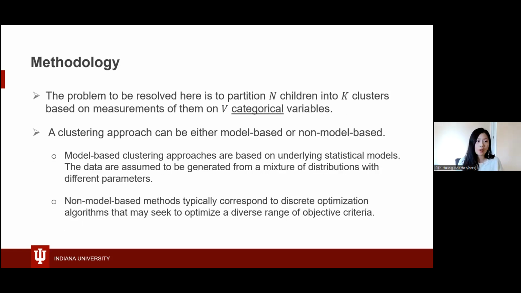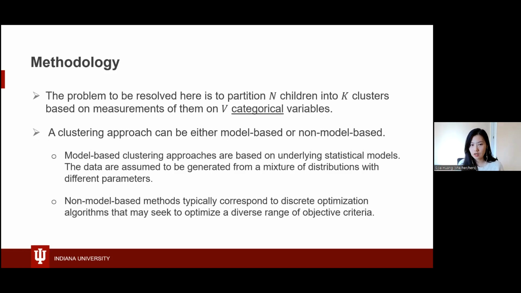So here comes the fun part, the methodology we're going to use. If we just rephrase what I have just talked about, the problem translates to an issue that involves partitioning N children, where the big N refers to the total number of children we have, into K clusters, where K is the number of clusters but is unknown. The number is not known before conducting the analysis. And this clustering task is completed based on measurements of the children on V categorical variables. And V just refers to the number of items in the measurement instrument. And since we're dealing with item responses, they are apparently categorical variables.